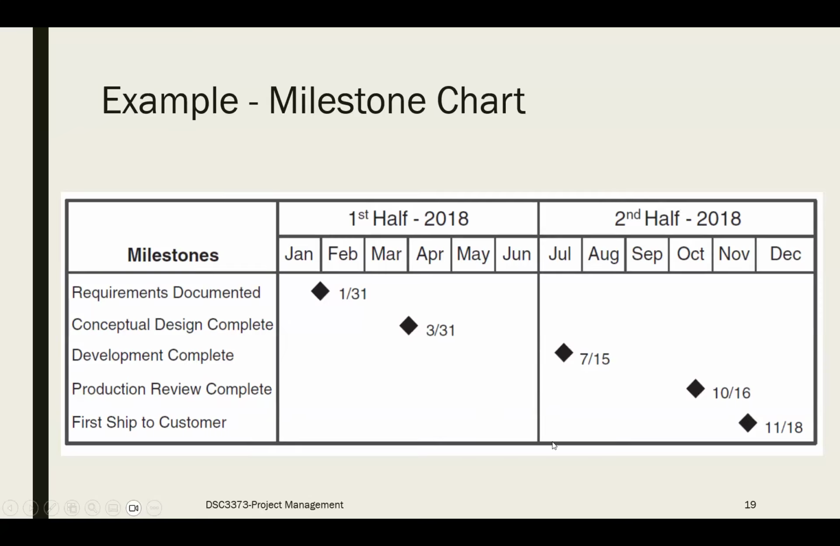So the first shipment to the customer will happen on the 18th of November, right? So this is how we show the milestones in a chart.